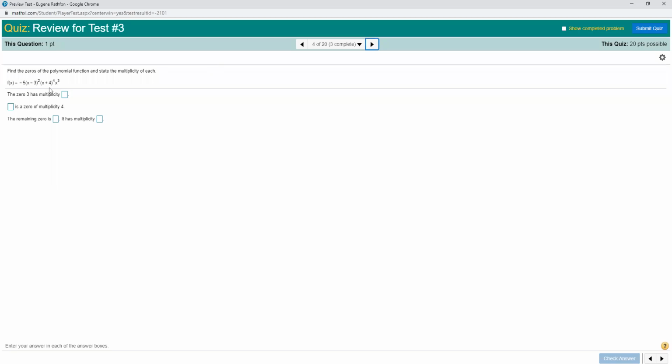All right, so I need to write this one down. That's a bigger one, right? So I got f of x is going to equal negative 5, x minus 3 squared, x plus 4 to the 4th, and then x to the 3rd. So same thing, we're going to find the zeros and state the multiplicity of each.